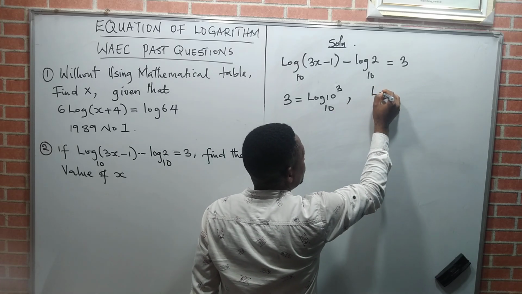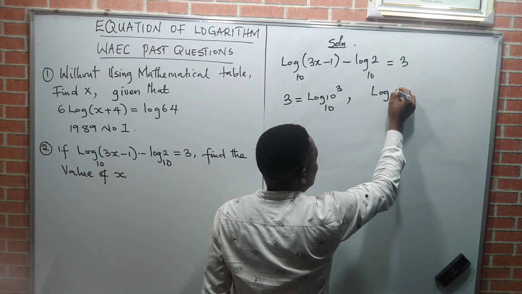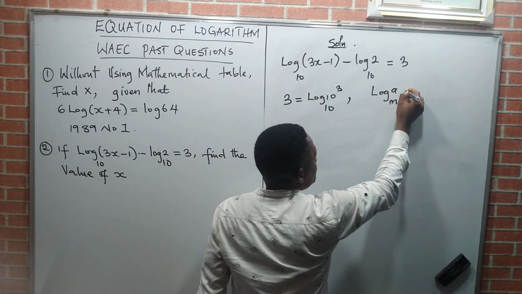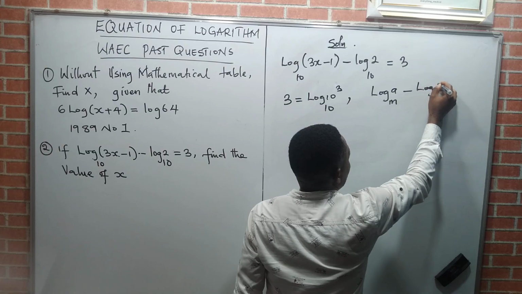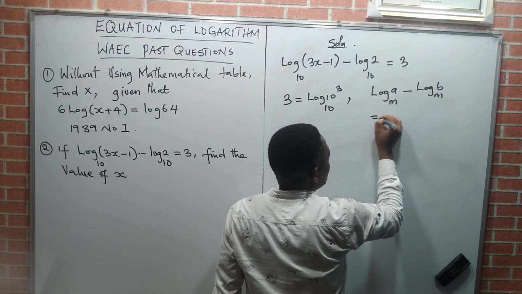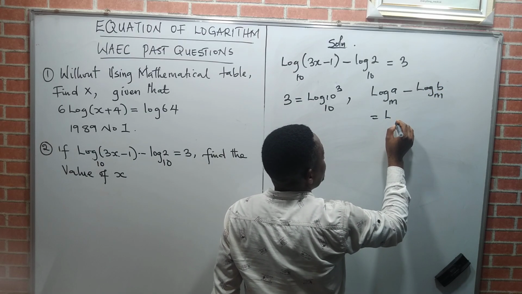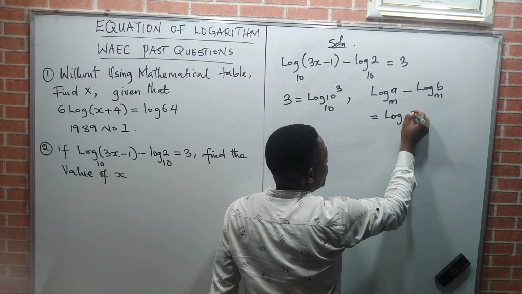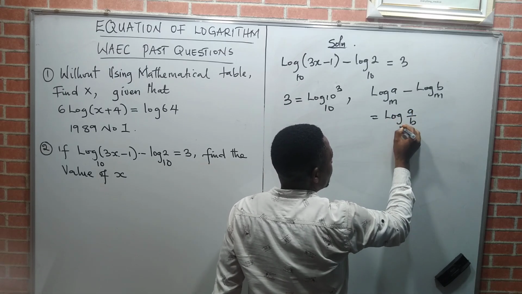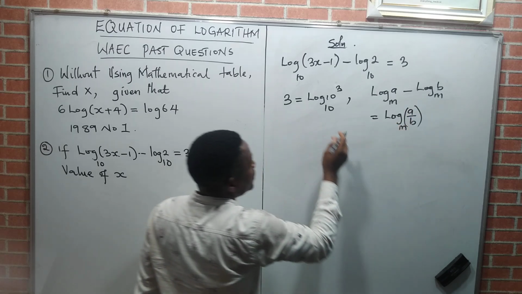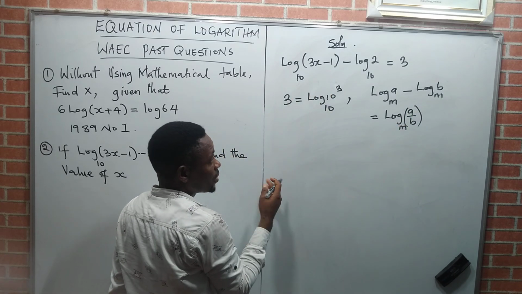Also, one of the laws is that when you have log A base M minus log B base M, the law says divide. It will give you log of A all over B under base M. And that is exactly what I'm going to do here. Can we do that now?